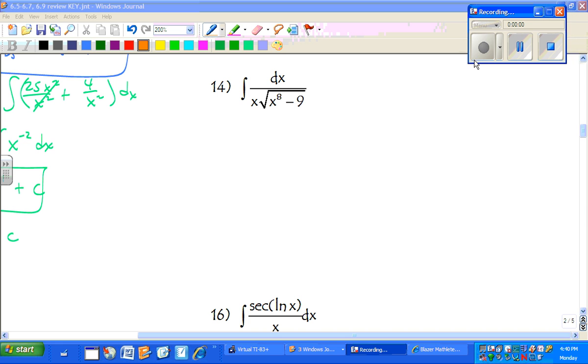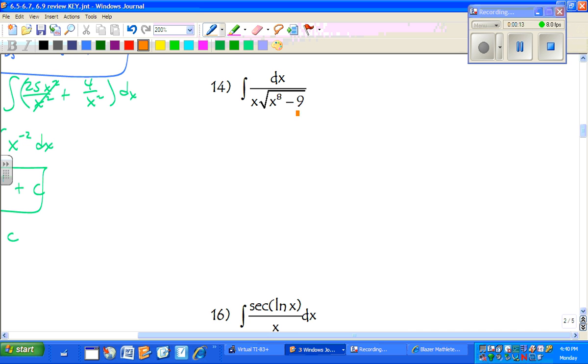For 14, we have dx over x times the square root of x to the 8th minus 9. This looks like inverse secant. So, just like any of the other inverse trig functions, the first thing we need to do is make sure that we have a 1 in here. So we're going to multiply by the square root of 1/9, since that's under the square root, top and bottom.